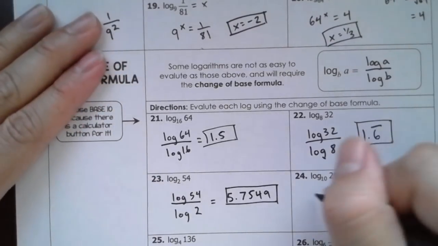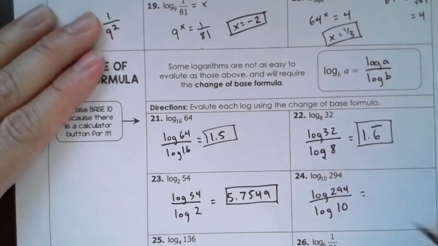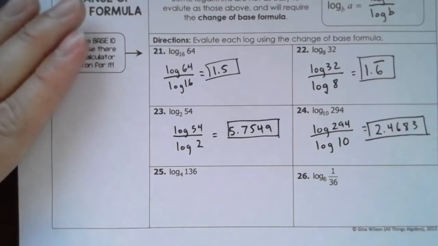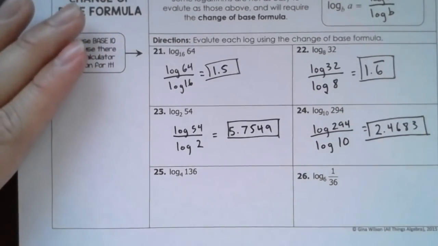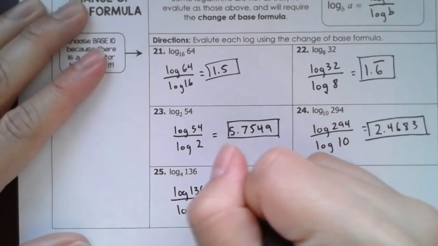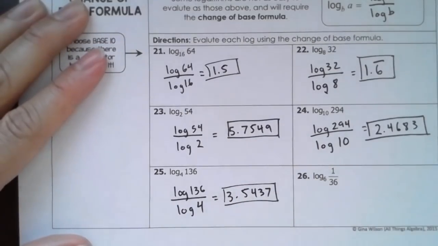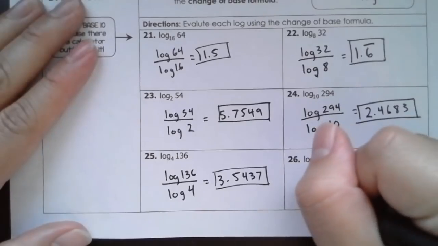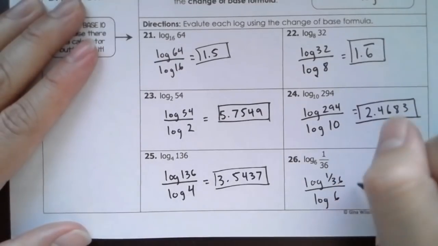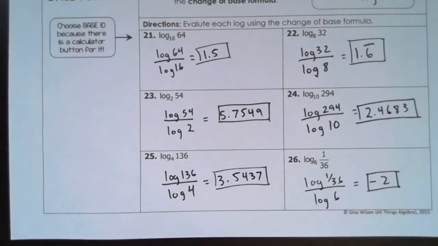24, log of 294 over log 10. The calculator is going to give you 2.4683. Last two here, I have log base 4 of 136. So this is log 136 over log 4, and I get 3.5437. Finally, this one will be log of 1 over 36 over log of 6, and if you put this in your calculator, you get -2. And that wraps up concept 43.